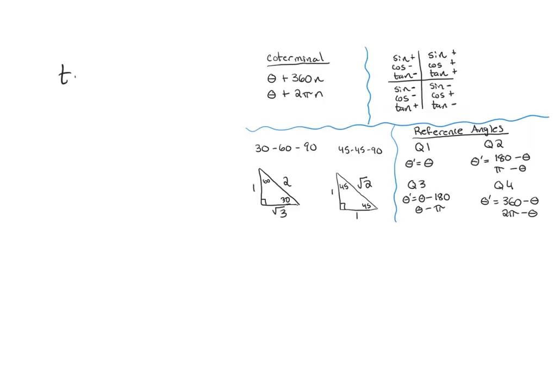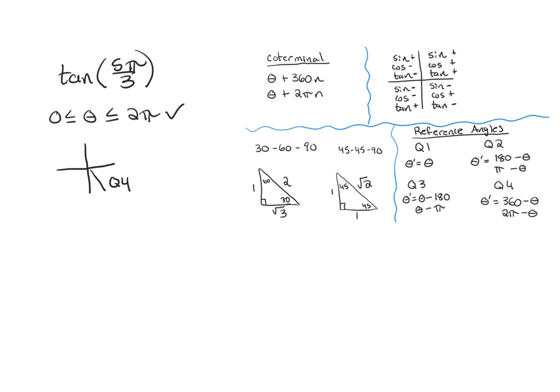All right, so now tangent of 5 pi over 3. First thing, let's make sure, is that in the interval from 0 to 2 pi? Yes, it is. And then, okay, which quadrant is 5 pi over 3? That will be in quadrant 4. So what is happening in quadrant 4? Tan is negative, so my final answer will be negative.